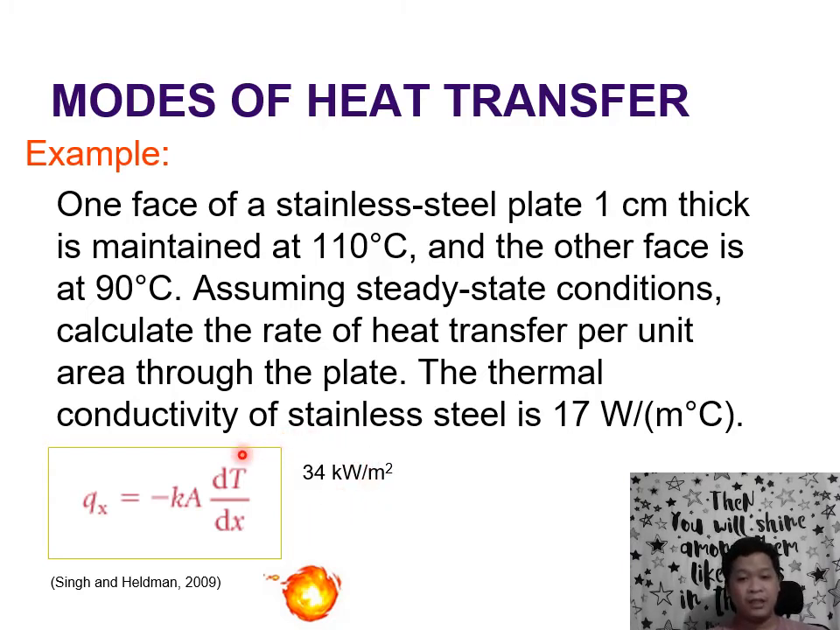So of course, if you plug in the values, you're bound to get 34,000 watts per square meter of the steel plate. Of course, changing the material, changing the thickness, or changing the temperature gradient between the sides would change the heat transfer value, no?